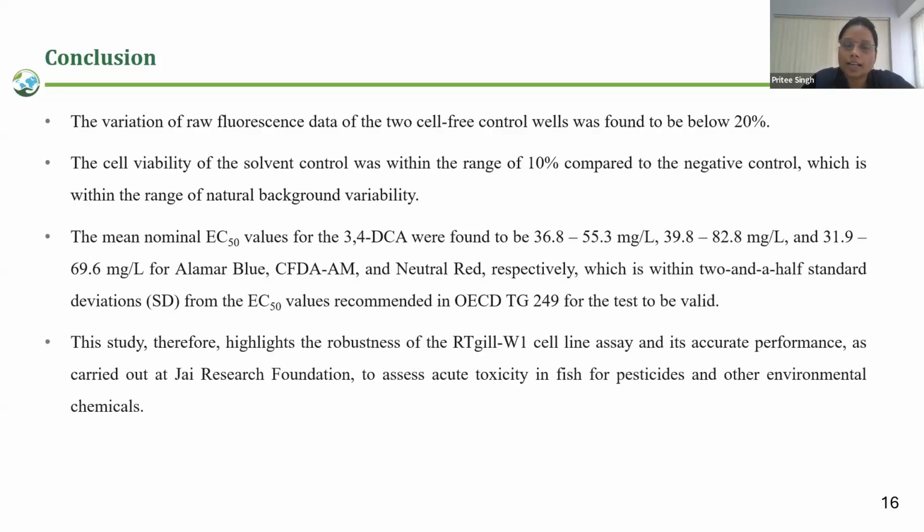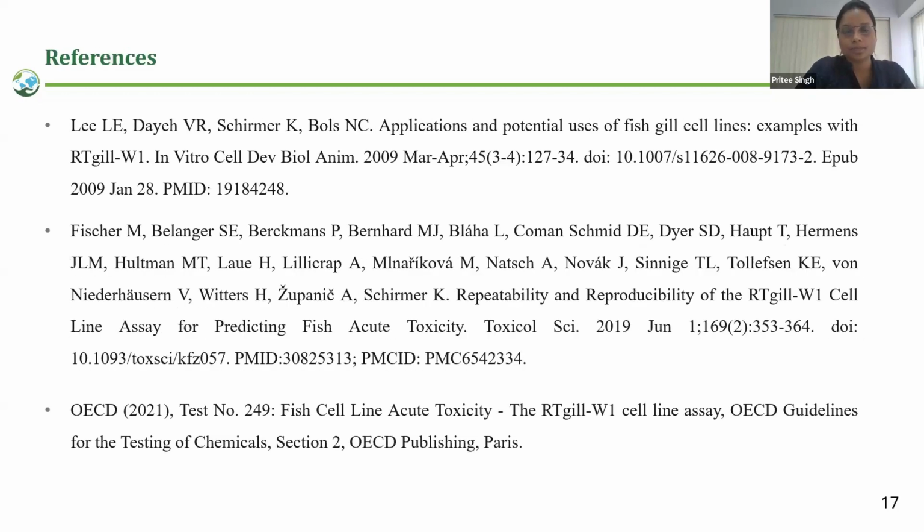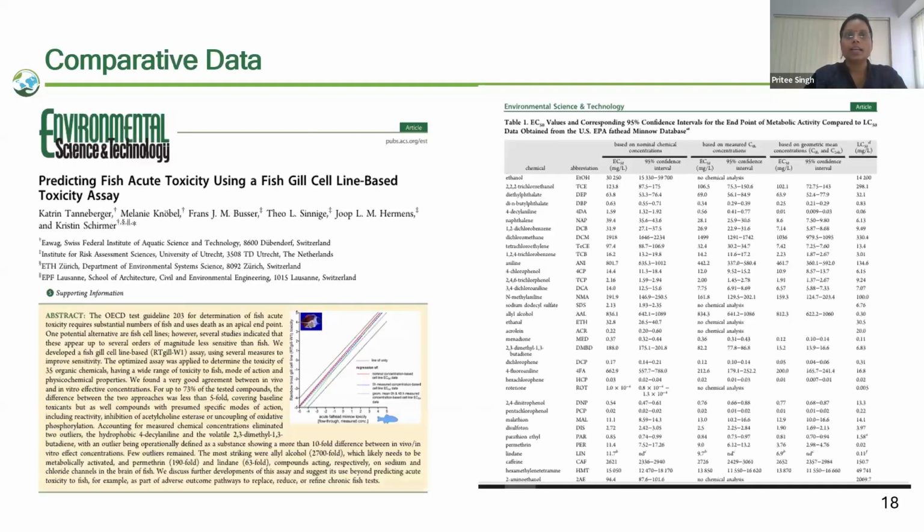Therefore, this study highlights the robustness of the RTgill-W1 cell line and its accurate performance. This can be used to assess acute toxicity for fish for pesticides and other environmental chemicals. These were the references which we have gone through. I have kept this slide here.